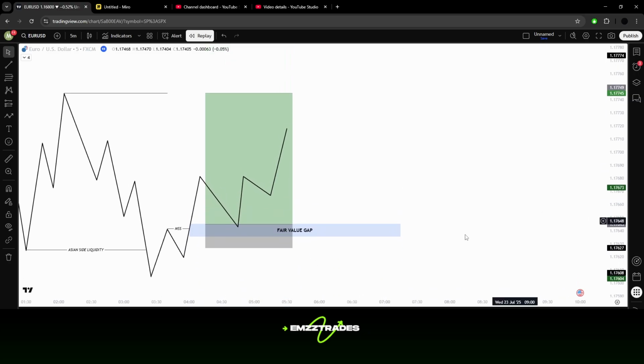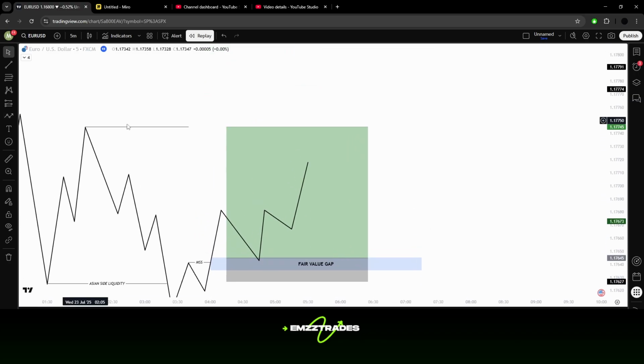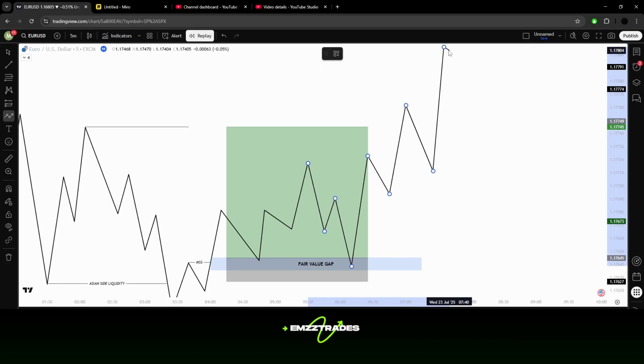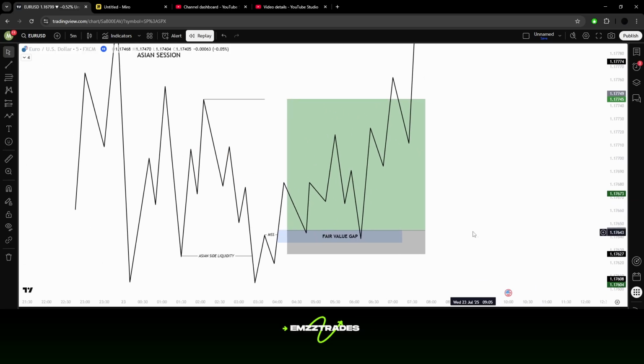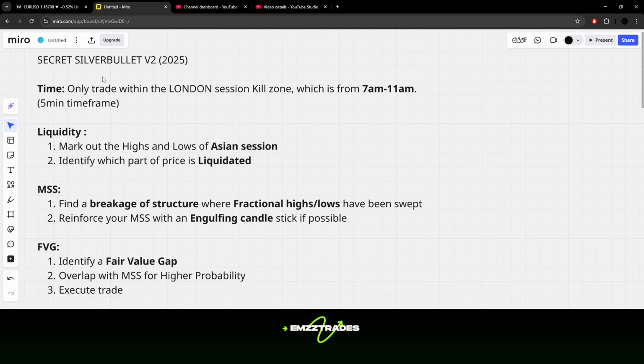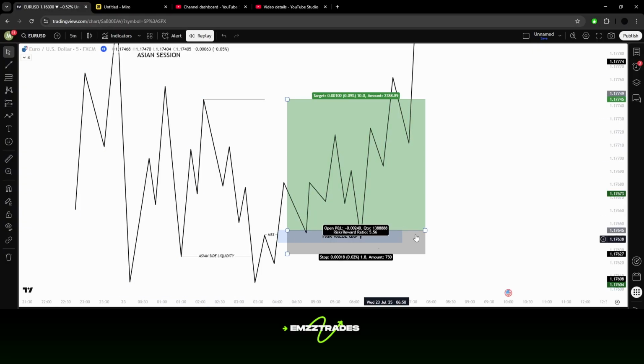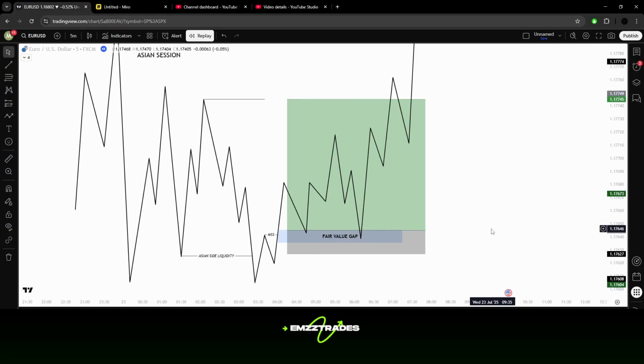As you can see, if I do extend this just like this, it might actually hit the fair value gap again, but then it will go up to completely smash your take profit. And this is exactly what you want to start seeing within the markets every single day. And if you do start using my strategy, Secret Silver Bullet V2, you will see so much profits that you won't even know what to do with the money that you have.